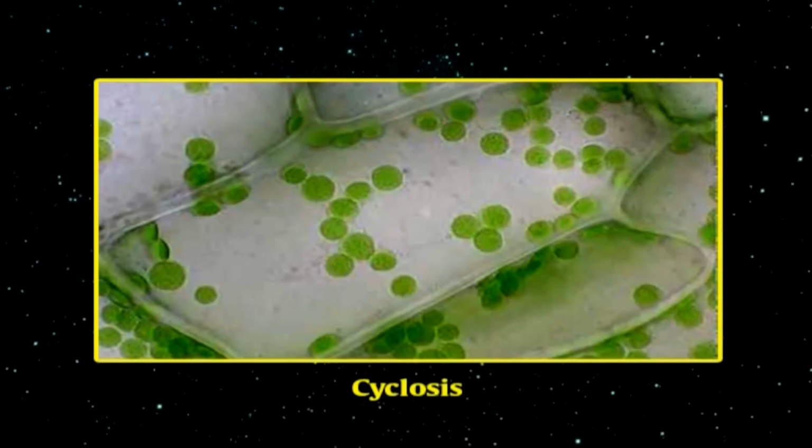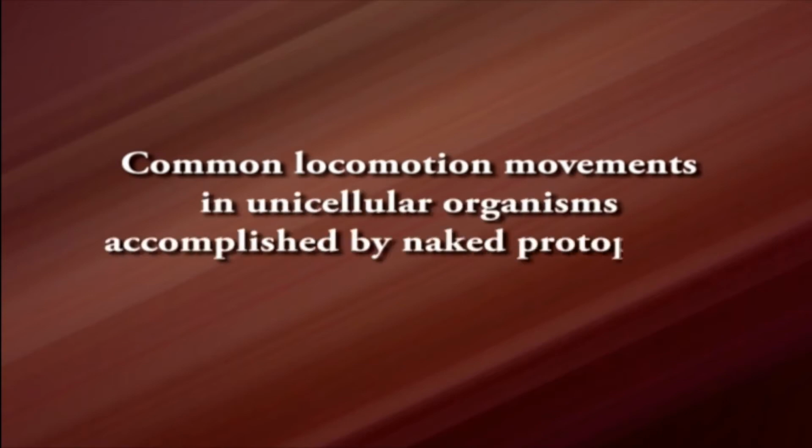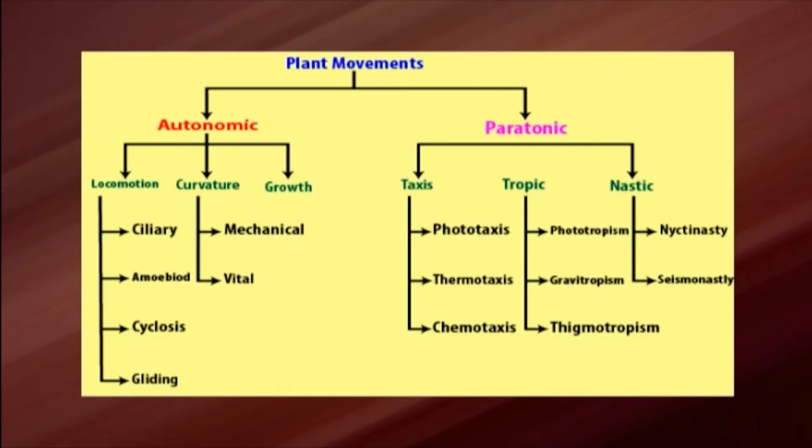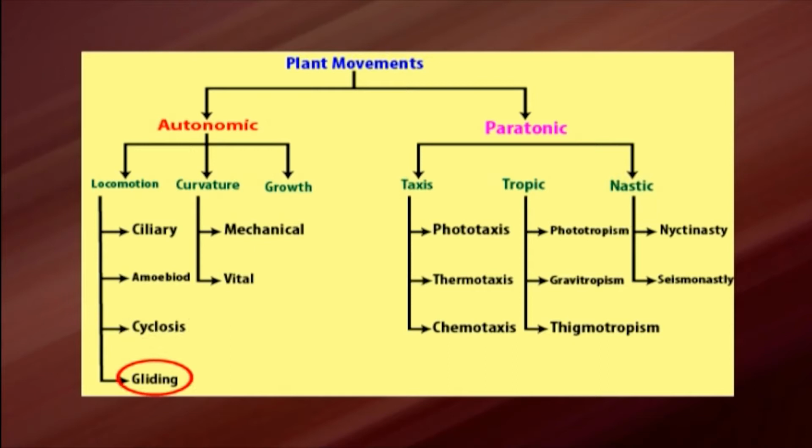Locomotion movements. Movement in plants does not involve locomotion as we observe in animals. However, locomotion in plants may be at the level of protoplasm or organ level, or even the whole body, as we see in unicellular organisms, which can show this locomotion. The common locomotion movements in unicellular organisms which are accomplished by naked protoplasm include: number one, ciliary movements, amoeboid movements, cyclosis, and gliding movements.